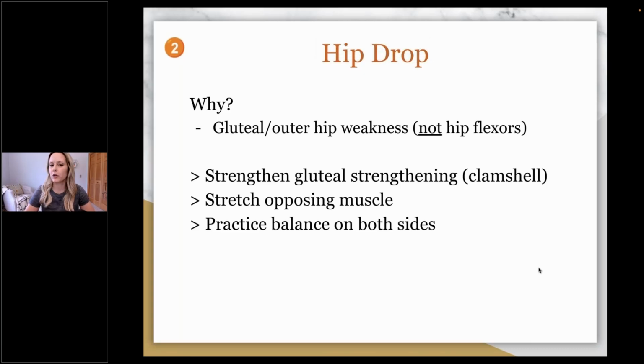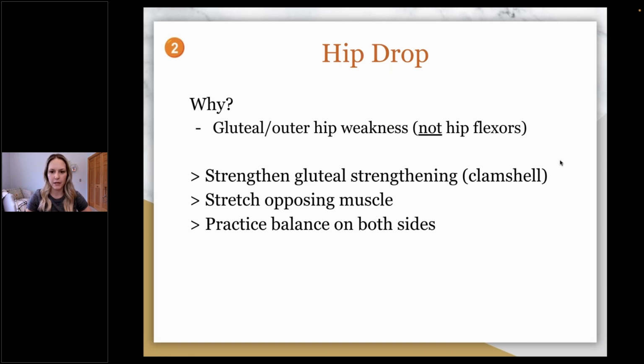All right, so why does hip drop happen? Gluteal or outer hip weakness, not hip flexors. And I wanted to point this out because so often people assume that hips are really just the hip flexors, or that weakness in the hip flexors is what causes all walking abnormalities related to the hip. But in this case, it is not the hip flexors, it's the outer hip muscles. So what do we do? We want to strengthen those gluteal and outer hip muscles. I'm going to show you one of my favorite exercises, which is the seated clamshell. But the other option is to stretch the opposing muscles and then balancing on both sides.